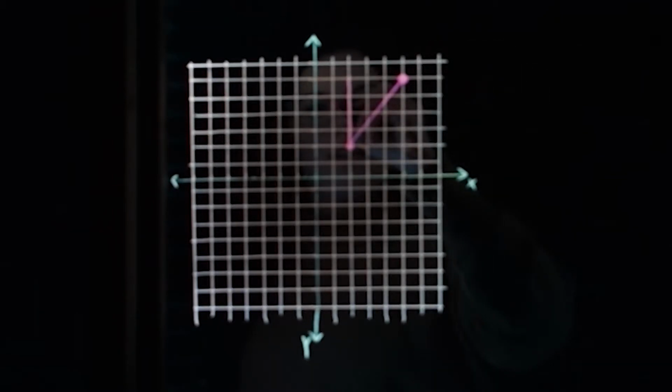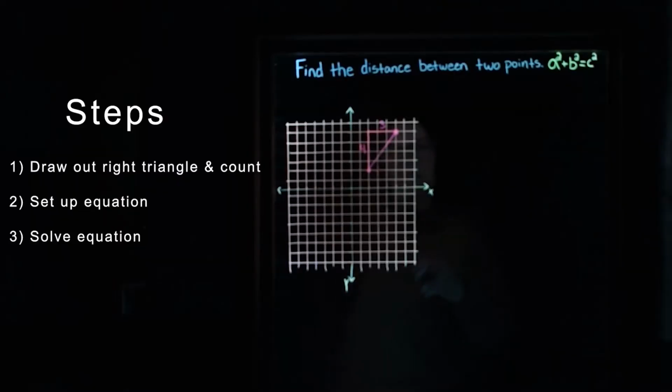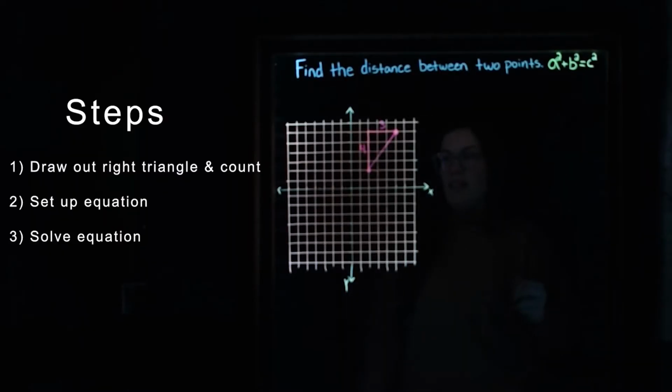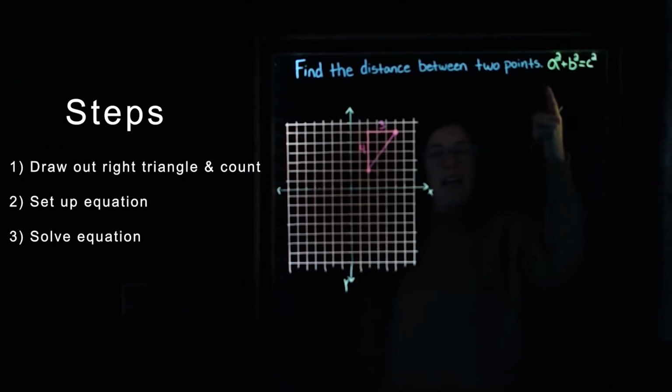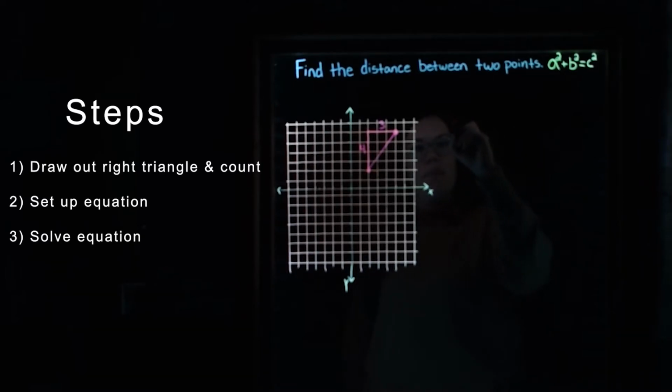And then I'm going to go ahead and just label that so I don't forget. Then I'm going to count how many units over I need to go to connect to the other dot. 1, 2, 3 units. I'll label that too so I don't forget. Now I remembered that my A is my smallest leg, my shortest leg, and my smallest number, so I'm going to go ahead and put the 3 in the A spot.